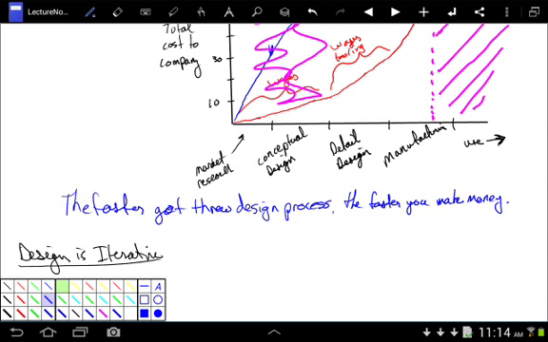Also, the faster you get through the design process, the lower your risk is as a company, right? Because there are advantages to getting a design done quickly. You get first to market advantage, right? Sometimes. First to market advantage.